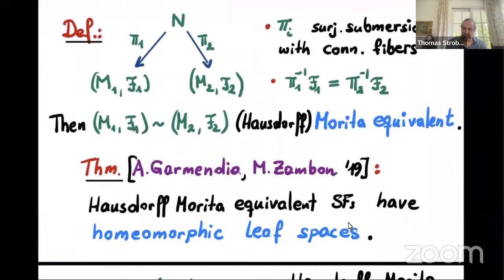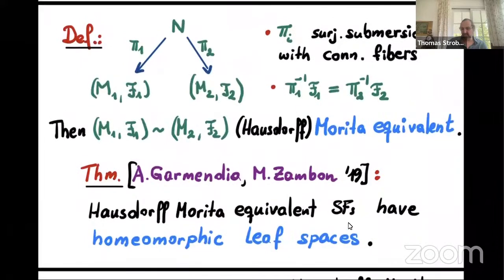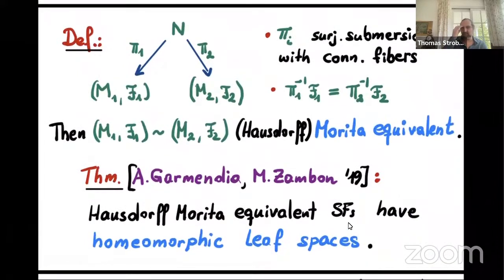And what Gamindia and Zambon showed is that Morita equivalent singular foliations have homeomorphic leaf spaces. So I think in general, the Morita equivalence is supposed to capture the transverse-to-the-leaf geometry. And that is kind of the minimal thing one wants.